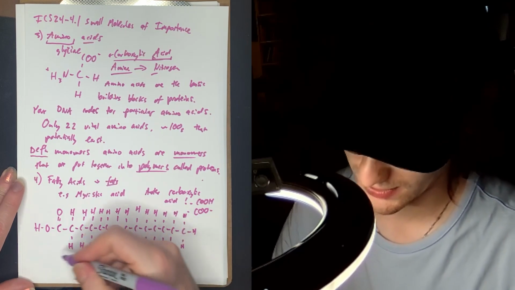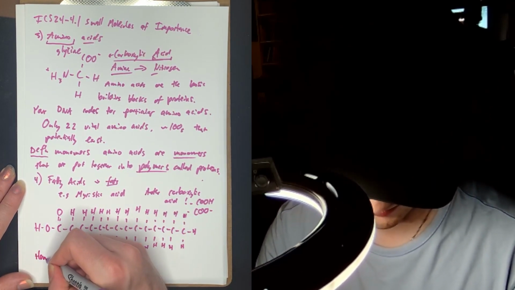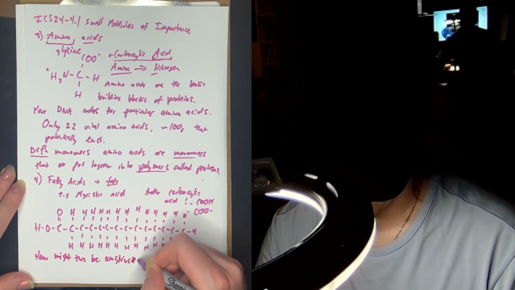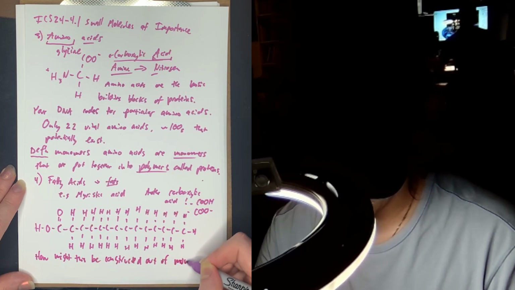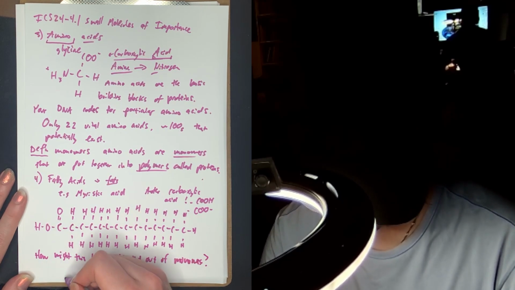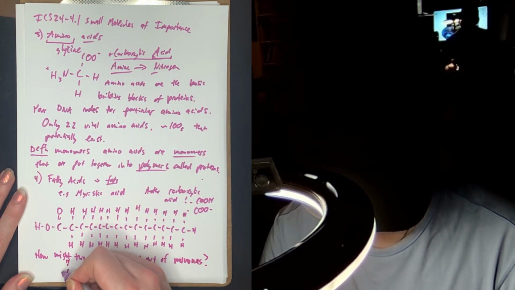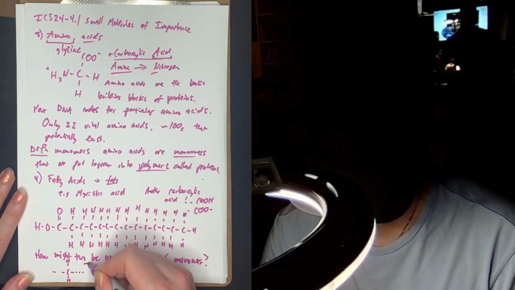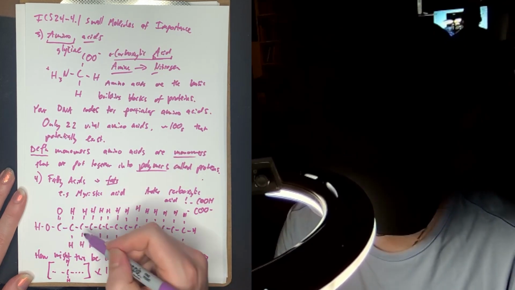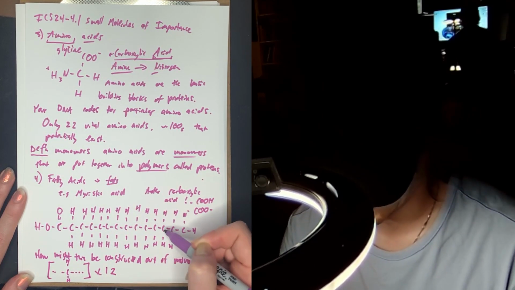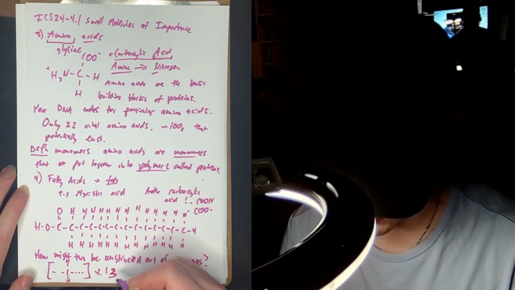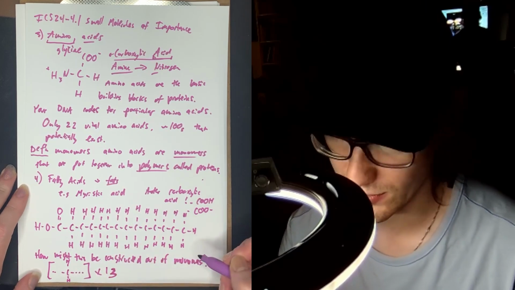Again, here you can start to see how this might be constructed. How might this be constructed out of monomers? Well, apart from this beginning section and this end section, this CH2 connection, if we just repeat that like 13 times, then I get this entire central section of this molecule.